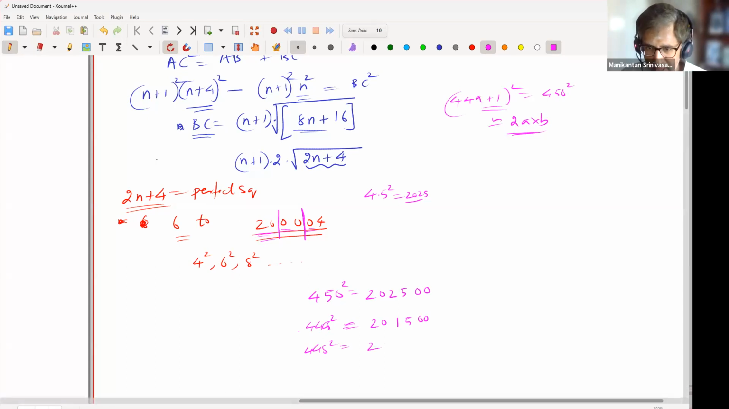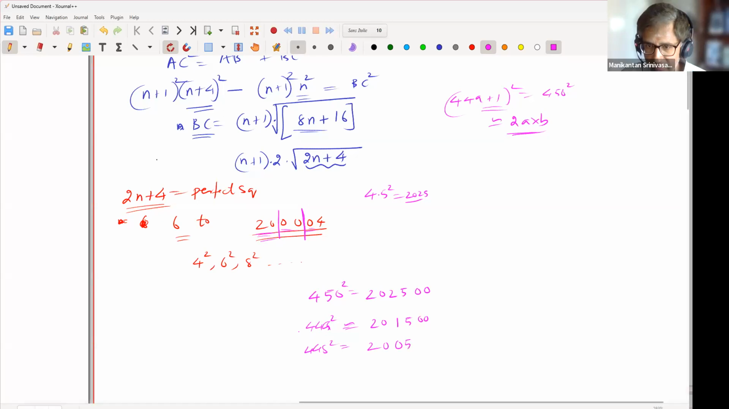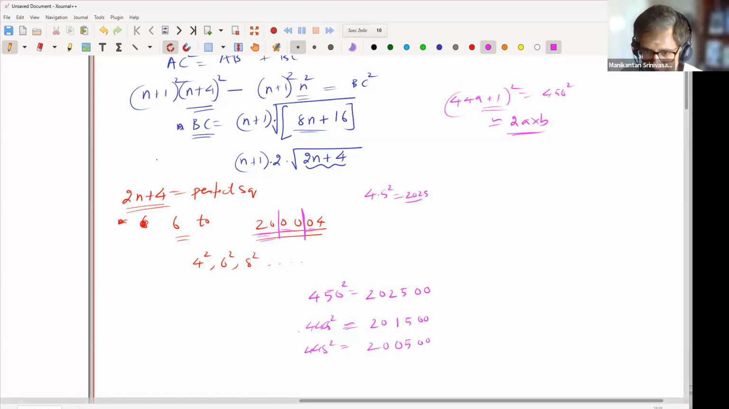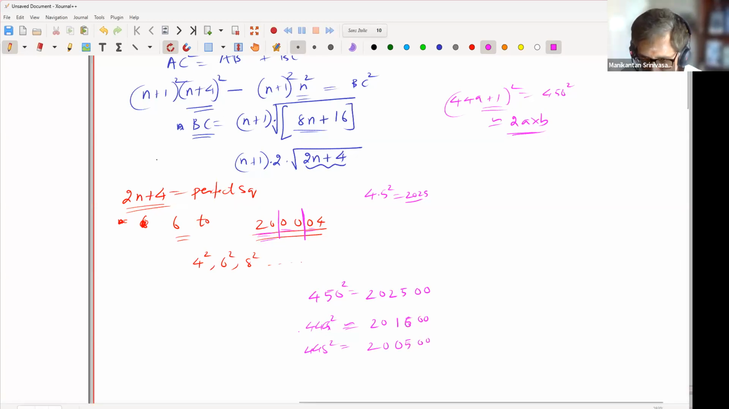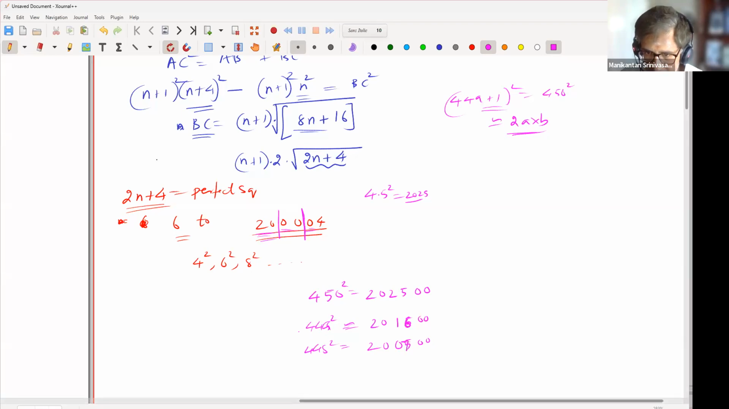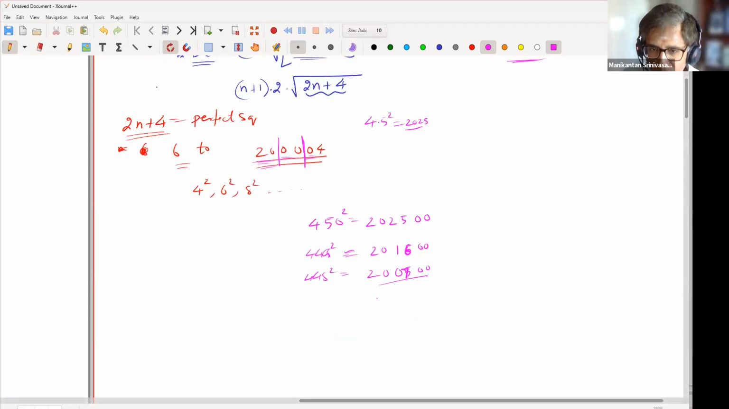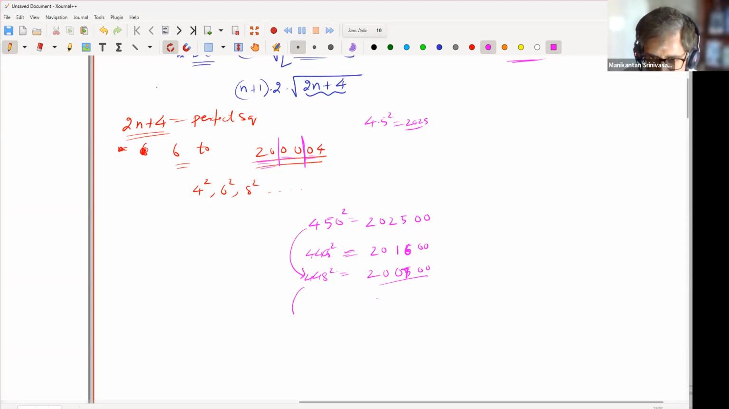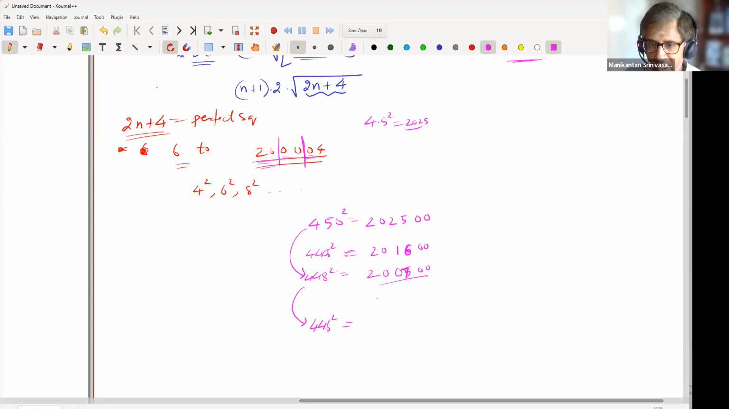448 squared will be maybe 900 less, but that works. We don't have to be super precise. Or maybe I'll make it more precise: 900 less, and this will become 200700. But we can clearly see that 448 squared exceeds 200,000 substantially. Anyway, we are looking at only even squares, so we go to 446 squared, which will be roughly around 200,000 or less.